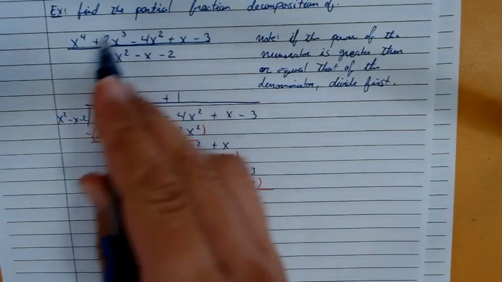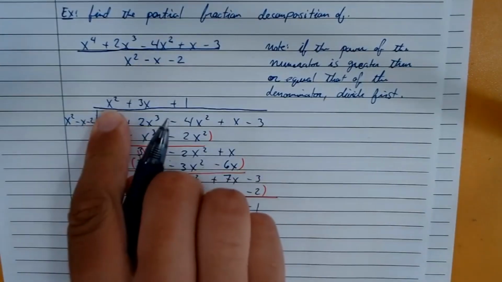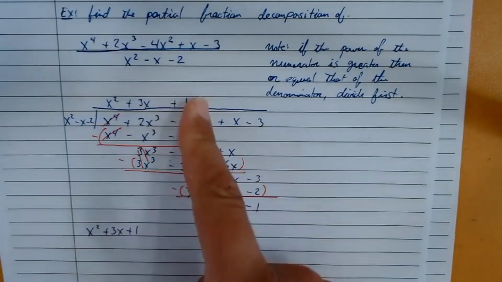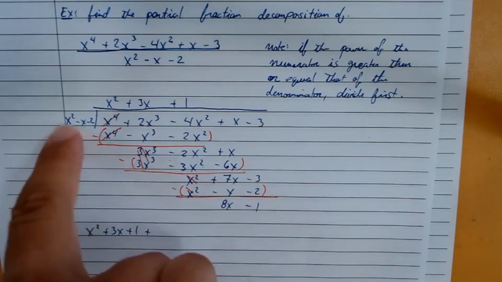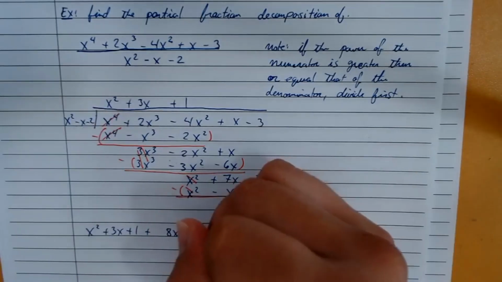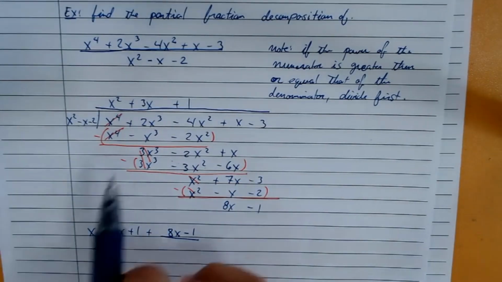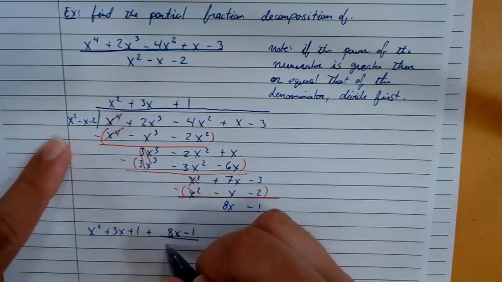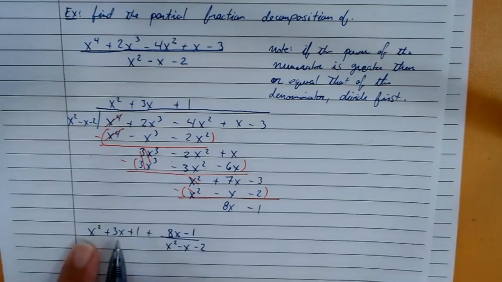So that means that our expression can be written as x squared plus 3x plus 1 plus your remainder over your divisor. And this is just a reminder of long division, as we've seen since algebra, like this. Notice that now this is a polynomial.